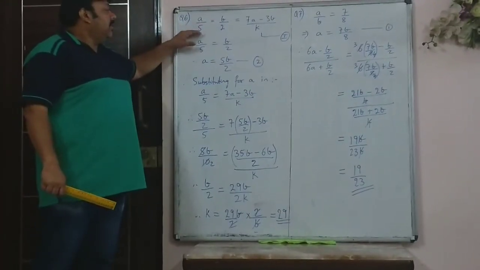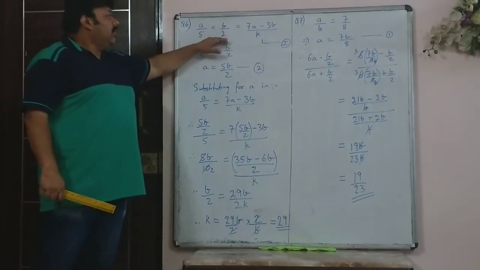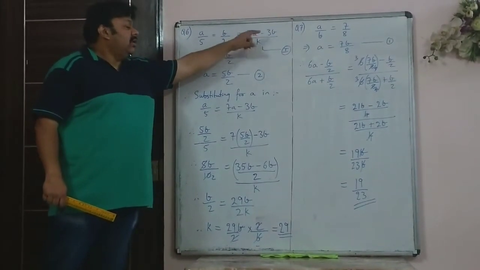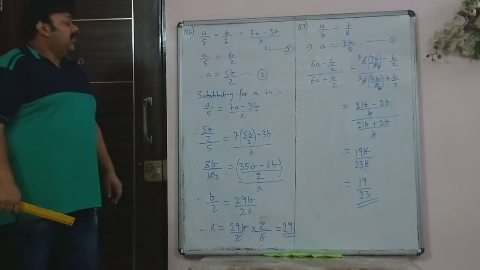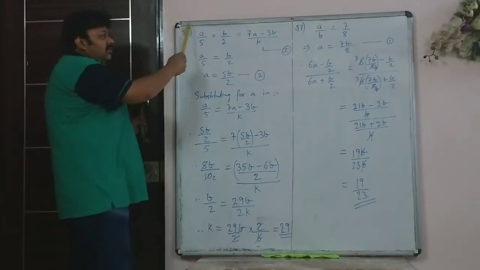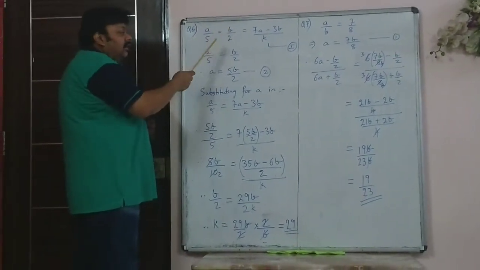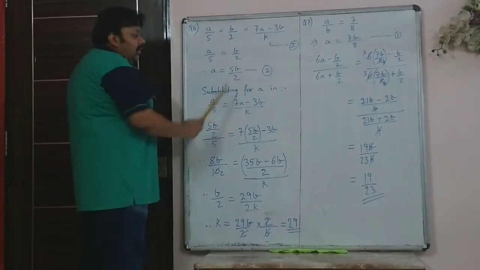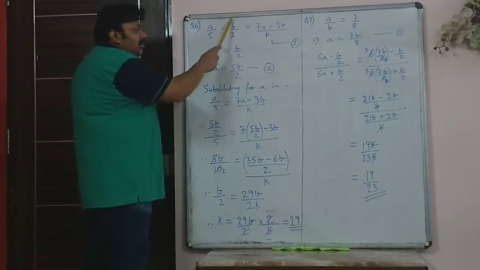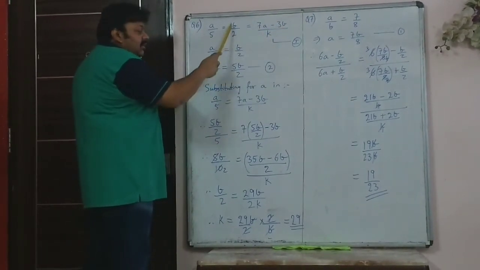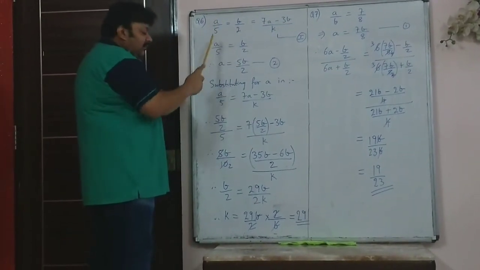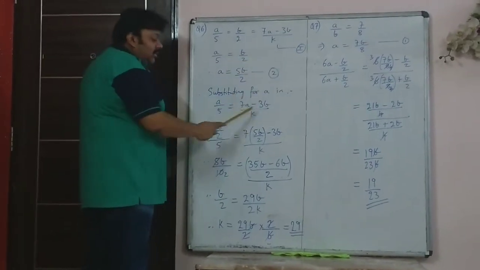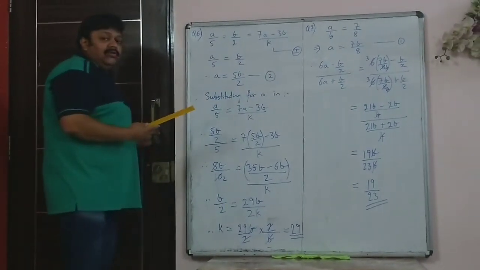It is given a by 5 is equal to b upon 2 is equal to 7a minus 3b upon k. So first, as I told you, we will write a in terms of b. So we can write a is 5b by 2. And then we take everything of this from equation 1, that is, we will take a by 5 is equal to 7a minus 3b by k in order to find k.